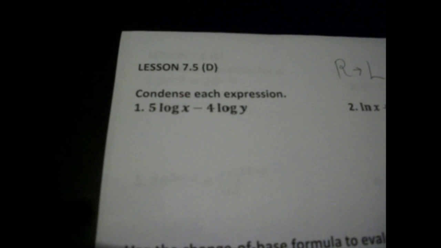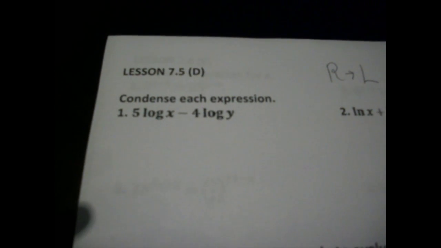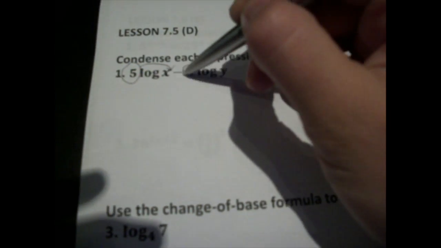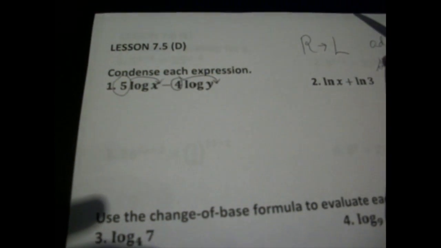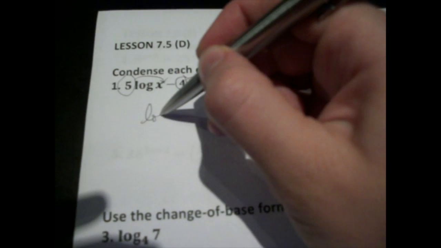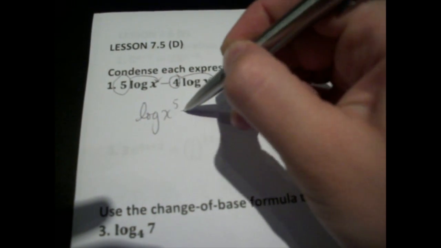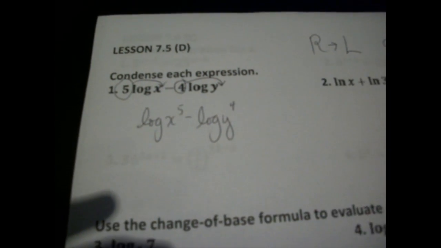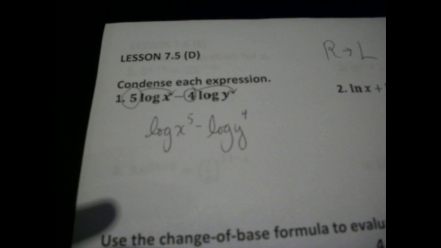So if I've got 5 log x and 4 log y, the first thing I'm going to do is move these coefficients and make them exponents. So that's the first step. I have log of x to the 5th minus log of y to the 4th.